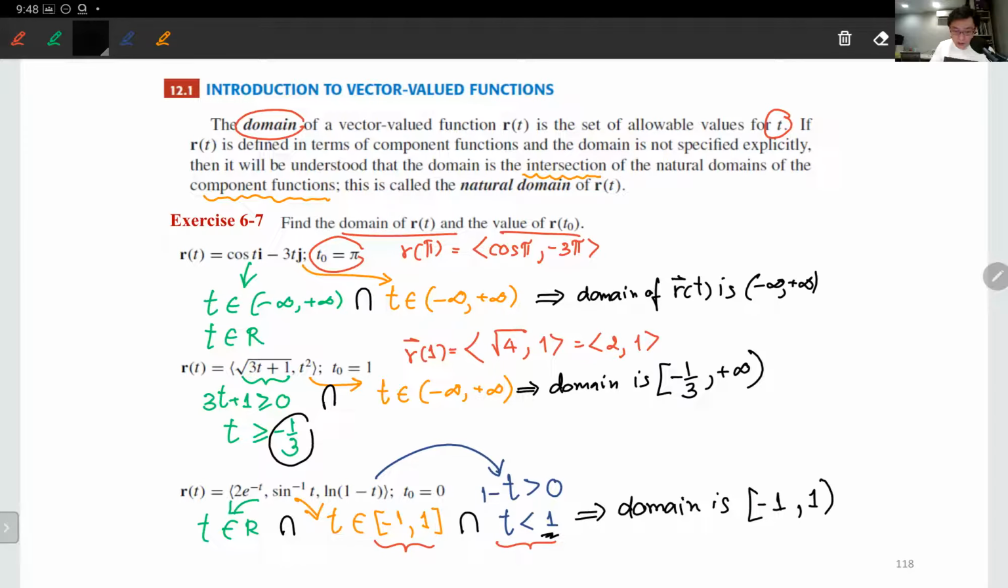Cool. All right. And evaluation is always simple. If you want to figure out r at 0, you just substitute the value in there. So it's going to be 2 e to the 0, inverse sine of 0, and log of 1. Not bad. So at the end, it's just 2, 0, 0.